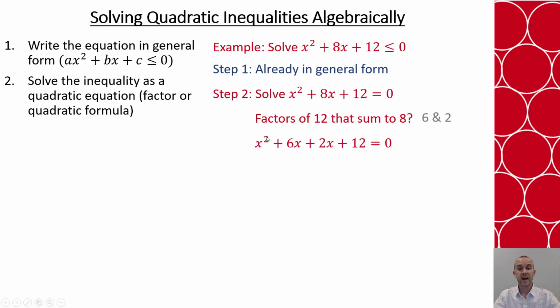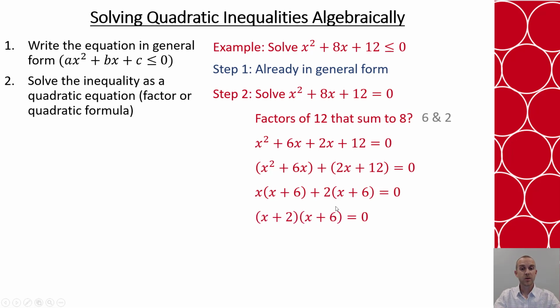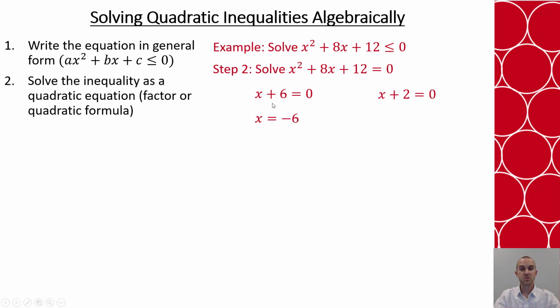So I'm going to use my group factoring. So x squared plus 6x plus 2x plus 12. I group my first 2 and my last 2. First group, I factor out the x. Second group, I factor out 2. And that leaves me with x plus 6 in both groups, which is exactly what I want. So I have x plus 2 and x plus 6. I'm going to solve each of my factors. And I subtract 6. And I subtract 2, and I'm going to get x is -6 and -2. So I know now where on my number line I should be putting my points.